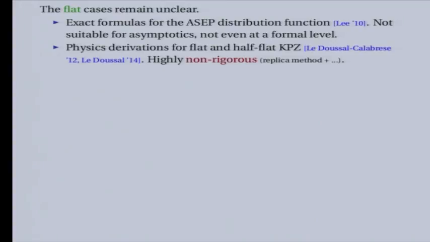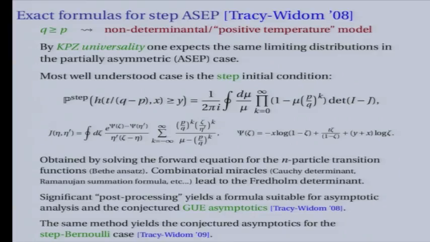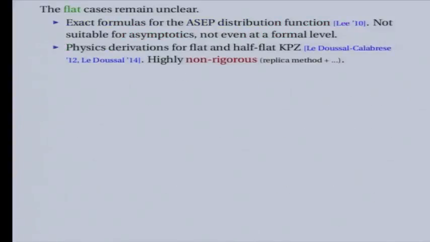One is for the ASEP itself, and in that case there's a result by Johan Lee, who was a student of Craig Tracy, and he gives a formula which is sort of the precursor of this one. It is a certain series with lots of contour integrals, but not a Fredholm determinant. There doesn't seem to be a way of turning it into a Fredholm determinant. You can solve the forward equation, look at the right initial condition, do some combinatorics and get some formula. It will appear in a later slide.